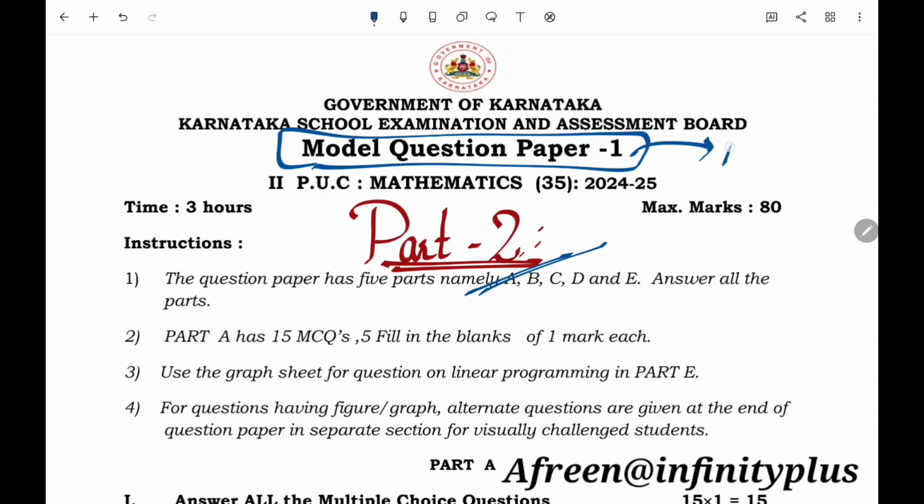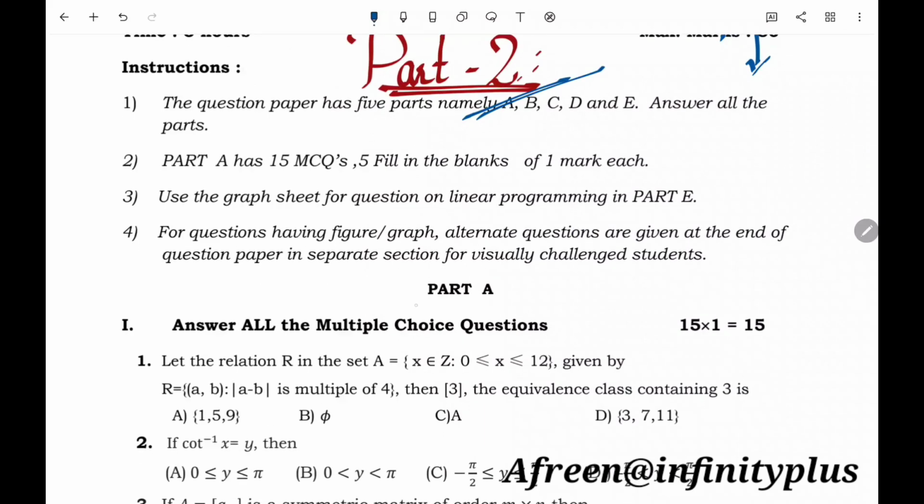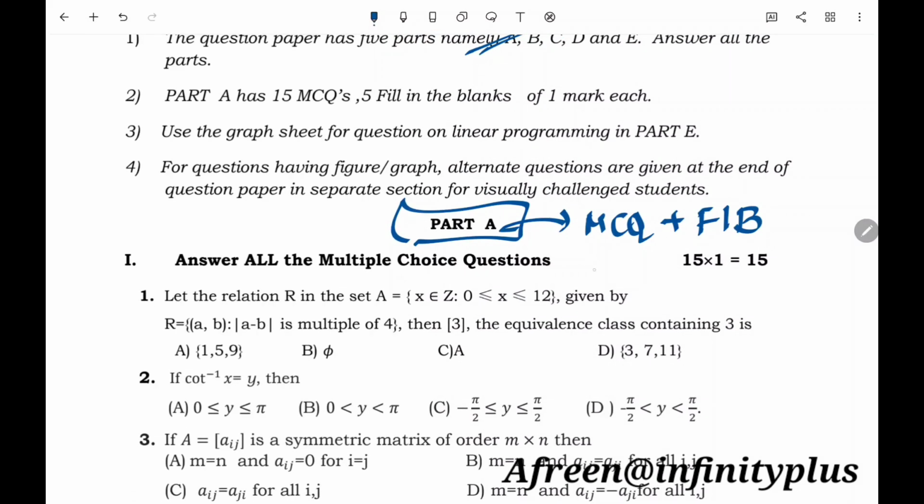If you have missed part 1, make sure that you cover it later, or first you can complete part 1 via the link provided in the description and then watch part 2 in a similar manner. In part 1 we have covered part A, which consists of multiple choice questions. Along with it, we have also covered fill in the blanks questions. And in part 1, we have also covered 2 marks important questions.